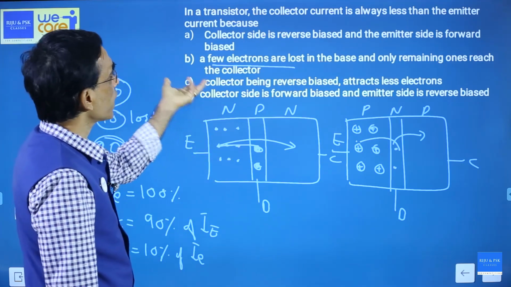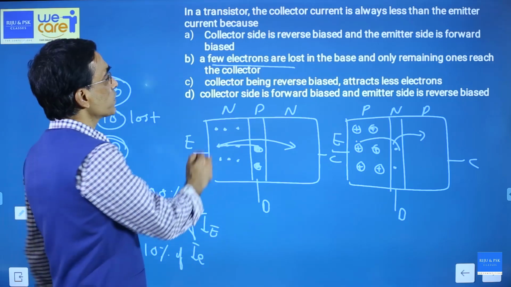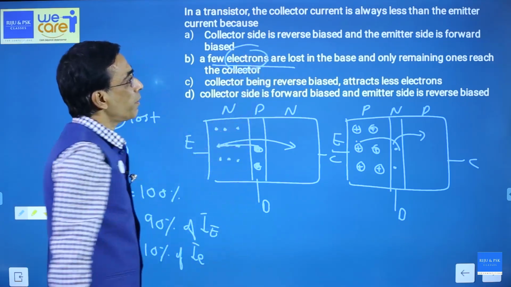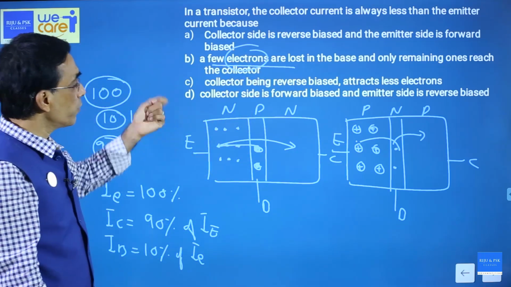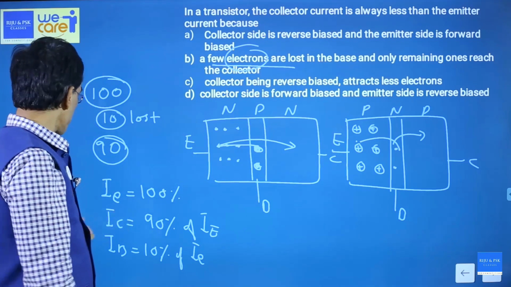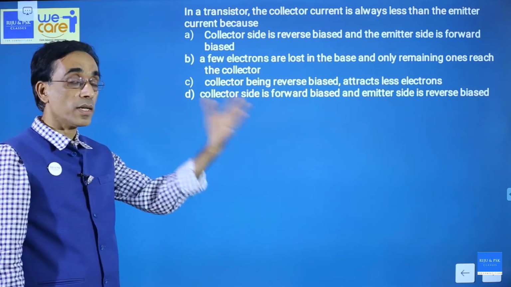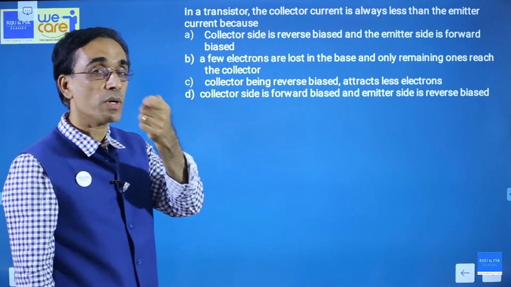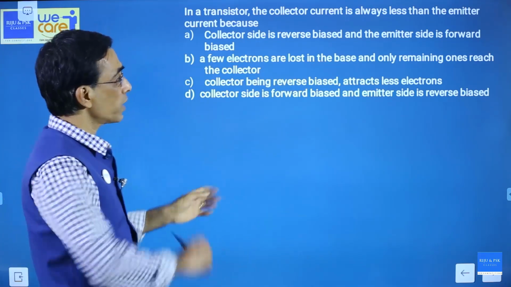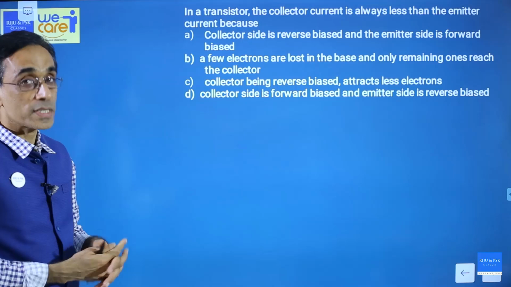Okay, this is about an NPN transistor. That's why they have given electrons. If it were a PNP, it would have been holes. Anyway, a few of them are lost. That is why we make the base very thin and lightly doped. We don't want a large number of electrons to be lost there. We want only a few electrons to be lost. Only then will the transistor work as we wish.